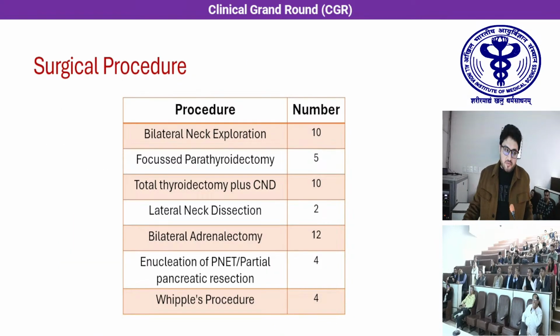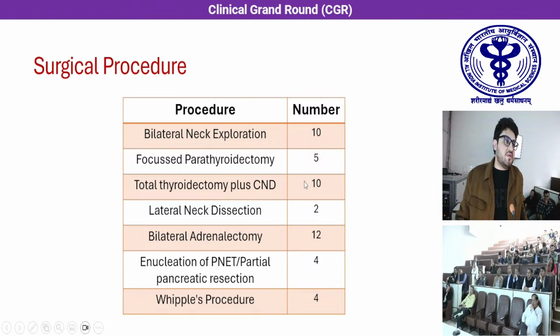In about 24 patients, we have performed about 45 surgical procedures, the majority being bilateral adrenalectomy, bilateral neck exploration, focused parathyroidectomy, total thyroidectomy plus central compartment lymph node dissection, and lateral neck dissection. For the pancreas, we either do Whipple's procedure, enucleation, or partial pancreatic resection, which have been equal in number.